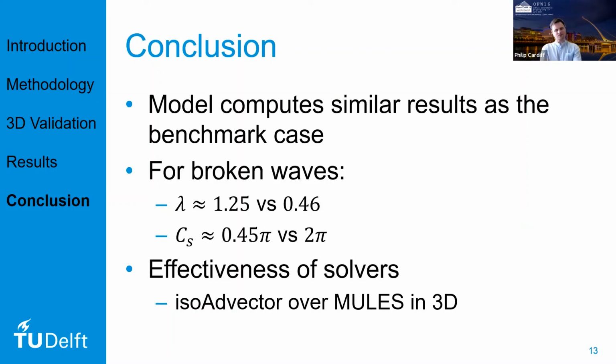So why do you think there is a difference between the models, both MULES and IsoAdvector, versus the experiments? What do you think the model is not accounting for? We don't take into account compressibility of the water, although it's probably not needed at this small scale. The scale is 1/81 Froude scaling. But also there could be some post-processing in the results of the benchmark case that influences the comparison.